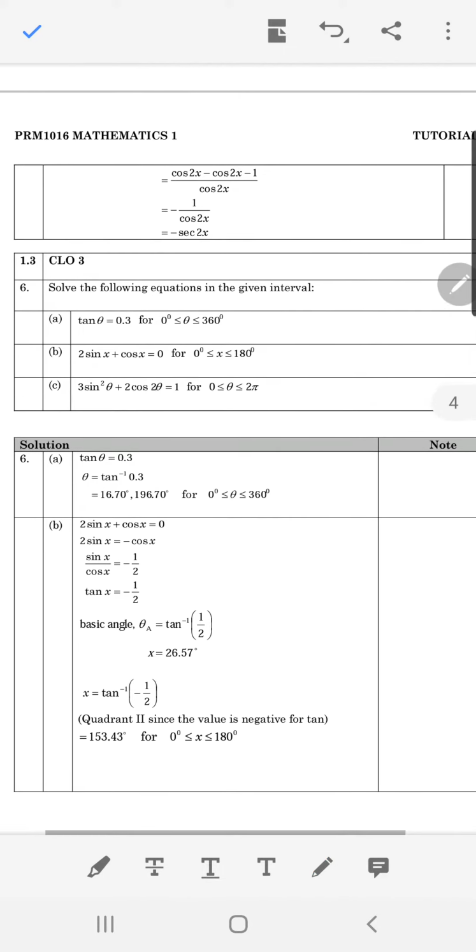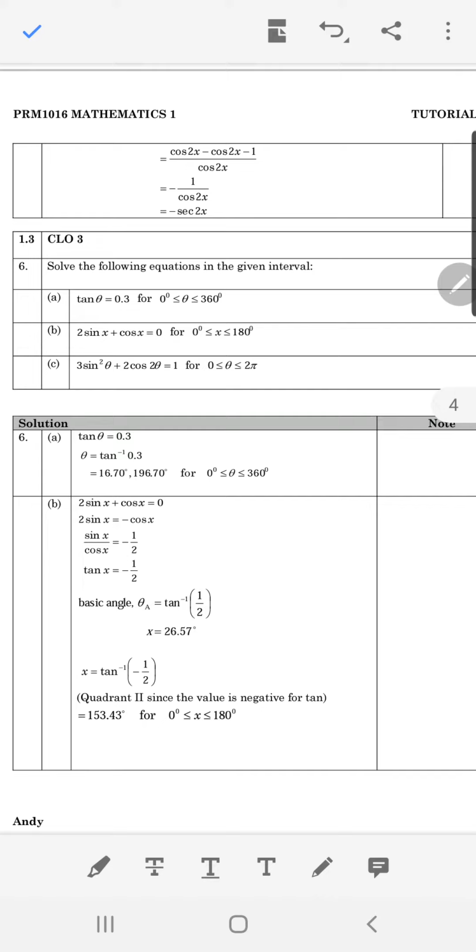So let's just go to question number 6. They want you to solve this in the given interval. So tangent theta is very simple. You just use a calculator to calculate, and then remember that.